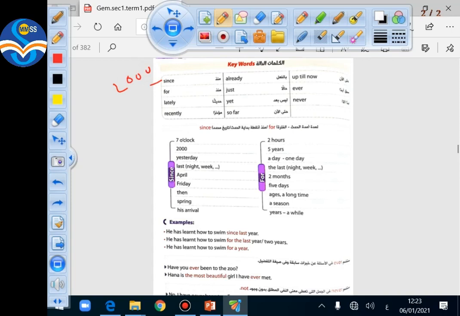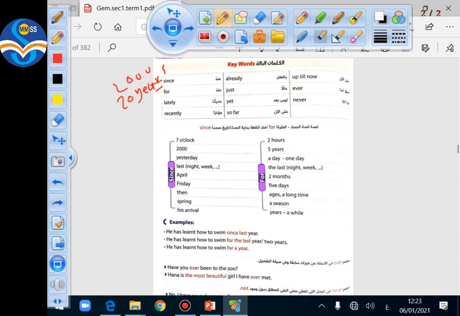And number two is for, which speaks about the duration. What do you mean by duration? Like for example, if it happened in 2000, I say 20 years. So since is not speaking about the duration, it's speaking about when that happened specifically, while for is speaking about the duration and doesn't care when that happened.